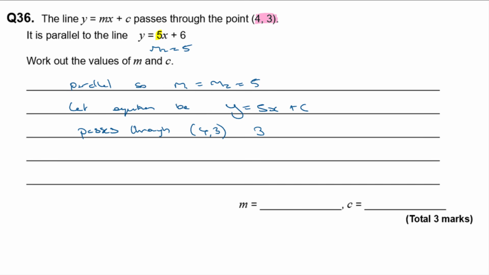So the y coordinate is 3, and that's equal to 5 lots of the x coordinate, which is 4, plus c. So 3 is equal to 20 plus c, so c must be equal to 3 minus 20, which is minus 17, isn't it? Okay, so c is minus 17 and m is 5.